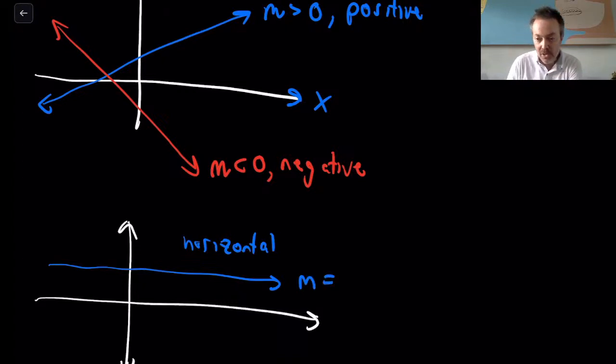And let me see your question here. Where the line crosses the y-axis is the y-intercept. Yes, absolutely. And where the line crosses the x-axis is the x-intercept.